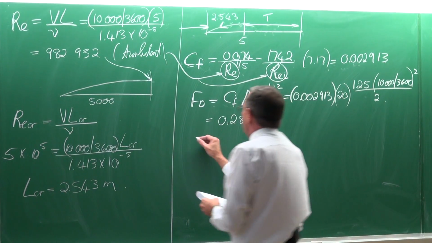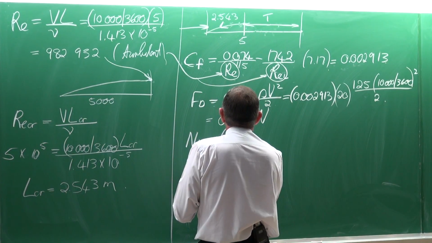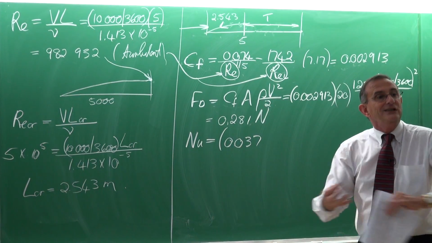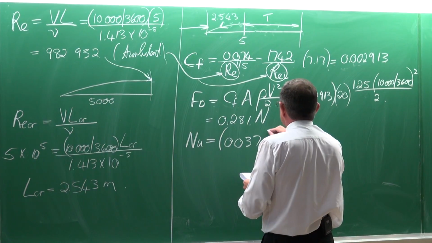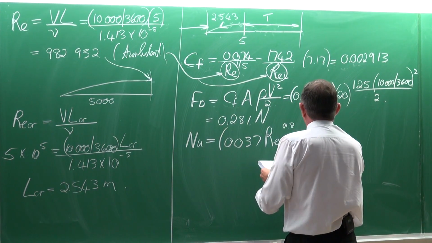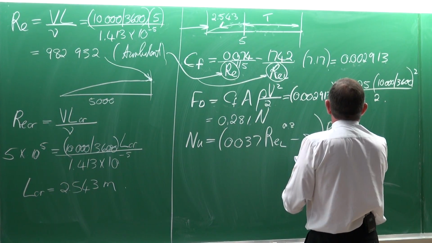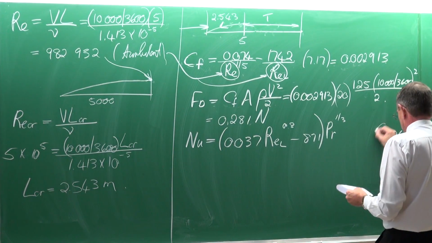Now we need to get it for the heat transfer. For that we need to determine the Nusselt number, and the Nusselt number is now the equation that takes into consideration the laminar part. So it is equal to 0.037 multiplied by Reynolds to the 0.8 minus 871 multiplied by Prandtl to a third, and that is equation 7.24 in your textbook.